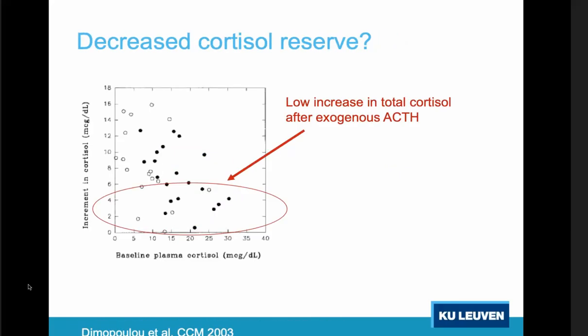Other authors have suggested that in some brain-dead organ donors, there may be a decreased cortisol reserve, so that the problem may be at the level of the adrenal glands in a subset of brain-dead organ donors. This has been put forward by this observational study, which found that in a subset of brain-dead organ donors, there was a relatively low increase in total cortisol after a bolus of ACTH. And these authors would suggest that these patients could have a decreased cortisol reserve and could benefit from hydrocortisone treatment.